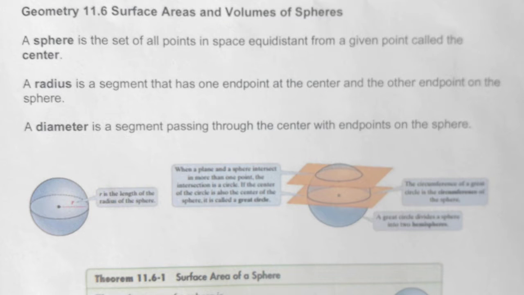The mathematical definition is the set of all points in space equidistant from a given point called the center. If it were on a plane, the set of all points equidistant from a point is a circle. This is in space, so it makes it three-dimensional. The radius is still the same. It's a segment that goes from center to any part of the sphere, and the diameter goes from end to end of the sphere going through the center.